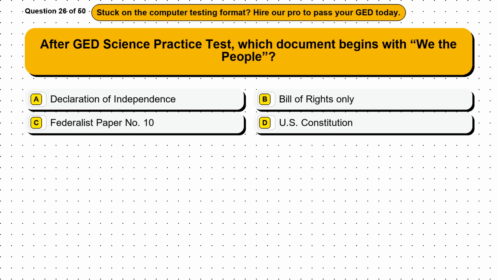Question 26. After GED Science Practice Test, which document begins with "We the People"? Option A Declaration of Independence. Option B Bill of Rights only. Option C Federalist Paper No. 10. Option D U.S. Constitution.